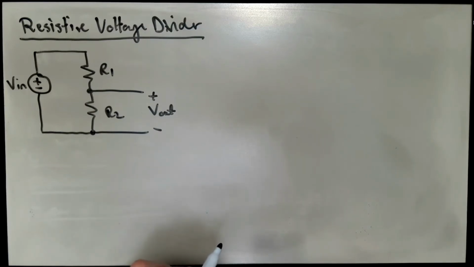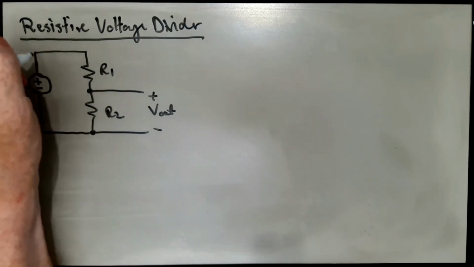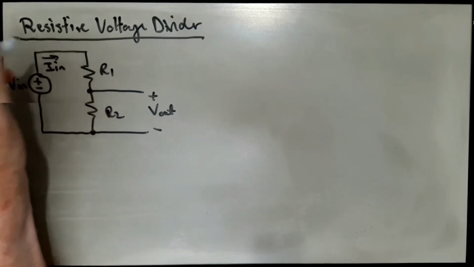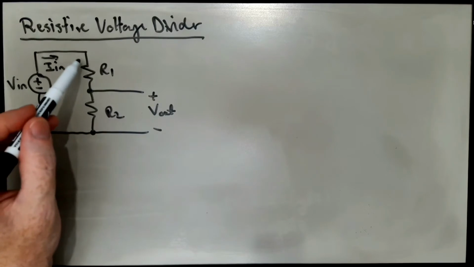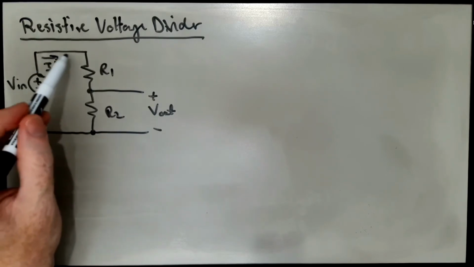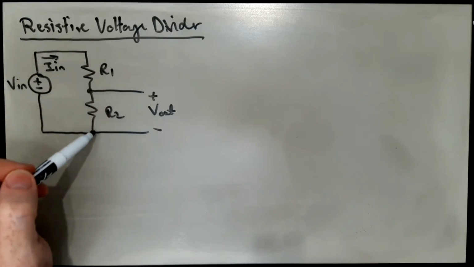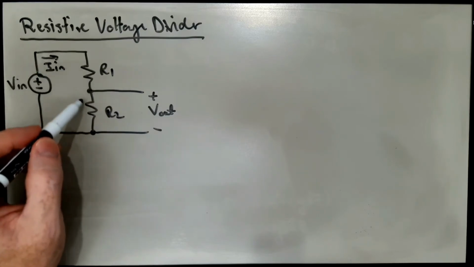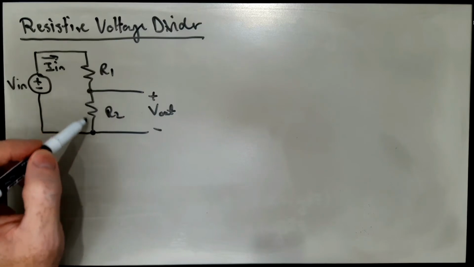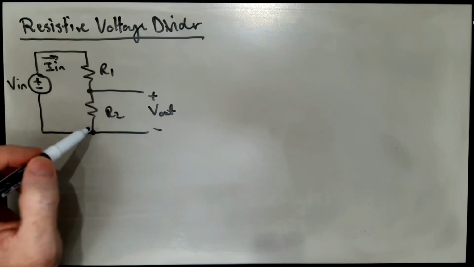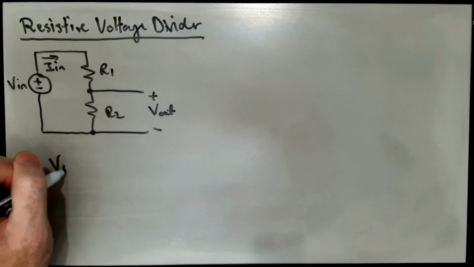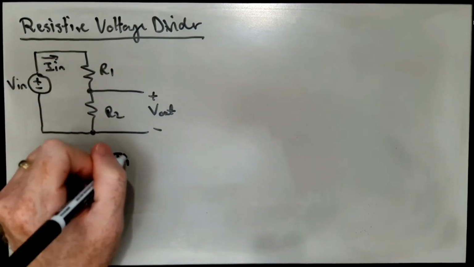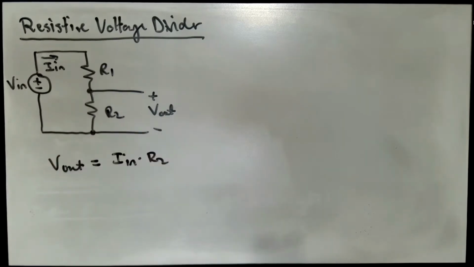So here, our strategy is going to be to say, well, if we knew what In is, that current flows through R1 and then through R2, we could calculate V out as that current In times R2. Right, so V out is equal to In times R2.